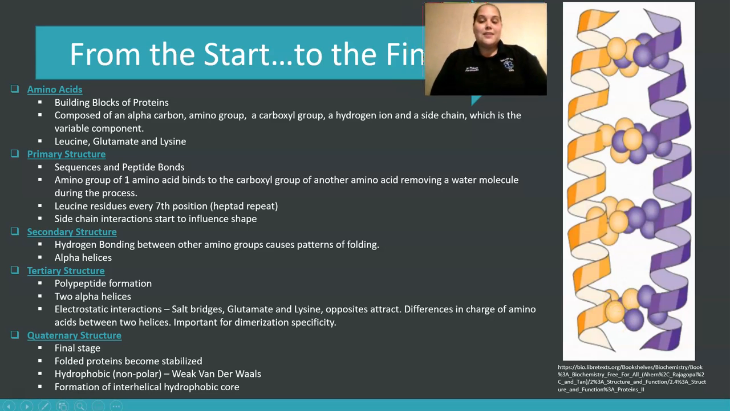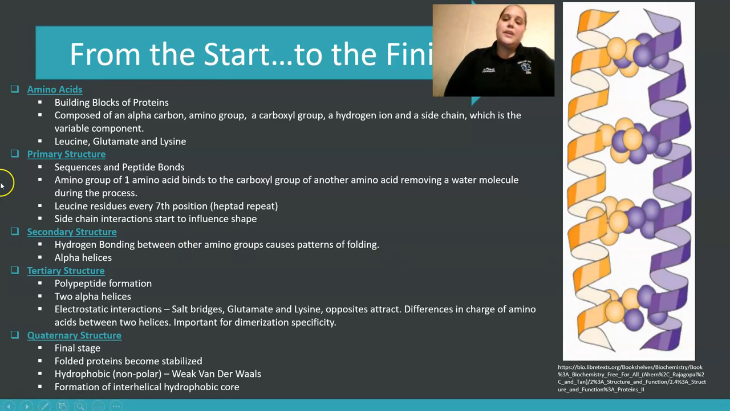So we're going to start with amino acids, and I want you to draw your attention over here to this picture, because when we think about the amino acids involved in the leucine zipper, we want to make sure that we remember that they're the building blocks of proteins. Amino acids are composed of an alpha carbon, an amino group, a carboxyl group, a hydrogen ion, and a side chain. The side chain is the part of the amino acid that's going to be variable between amino acids. And particularly with the leucine zipper, we're going to be talking about the amino acids leucine, glutamate, and lysine.